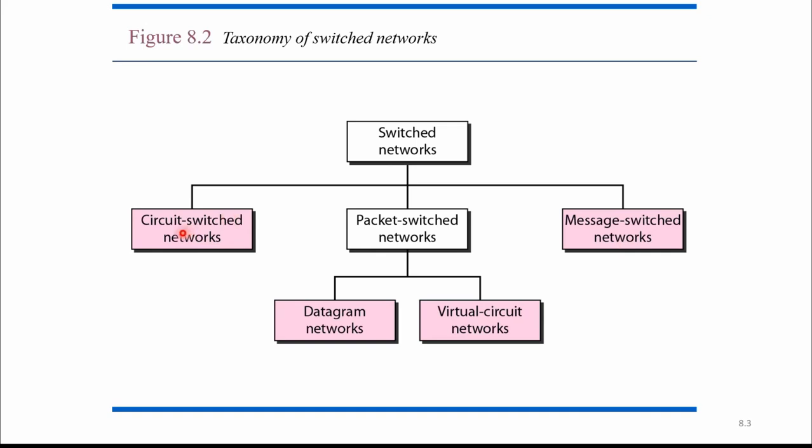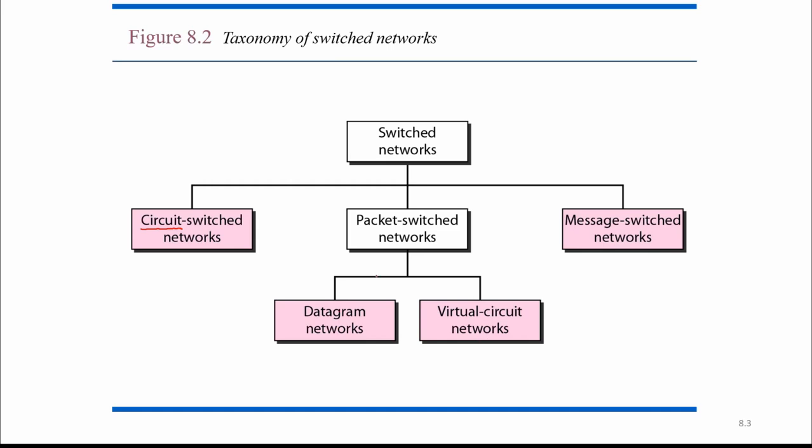In the circuit switched network, basically a direct path is created between source and destination. Path in the sense of a circuit between source and destination, and that's why it is called a circuit switched network. Another one is the packet switched network. Packet switched networks are basically divided into 2 different types: one is the datagram network, and another is called the virtual circuit network.